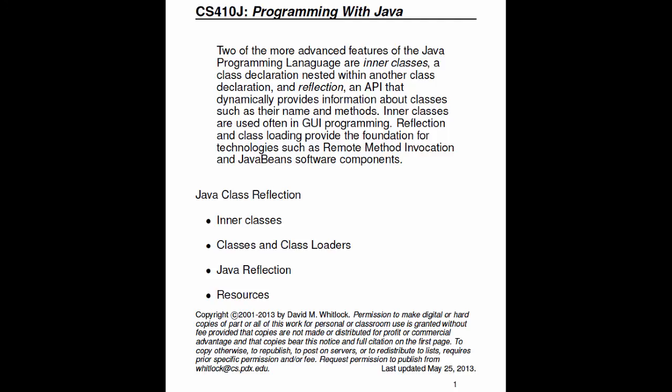In this screencast, we're going to learn about one of the more advanced features of the Java programming language, something called inner classes. We're also going to look into how classes are loaded internally by the JVM, and also an API called the Reflection API that allows you to do some pretty advanced things at runtime. And we'll see how this forms the underlying implementation of technologies like the JUnit framework.